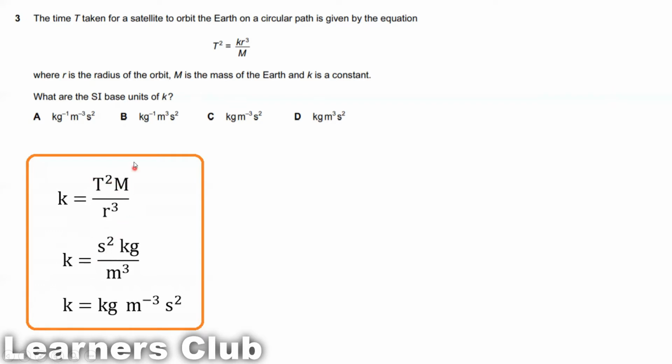The SI unit of mass is kg. SI unit of the radius is meter. So r cube, I'm substituting meter cube. Now get all these answers in your numerator. So s square, m to the power cube, from the denominator when it goes up, it becomes m to the power minus 3. And this is kg. So the answer for the k, that is the SI base unit of k, is kg meter to the power minus 3 second square. As you can see, the answer is option C.